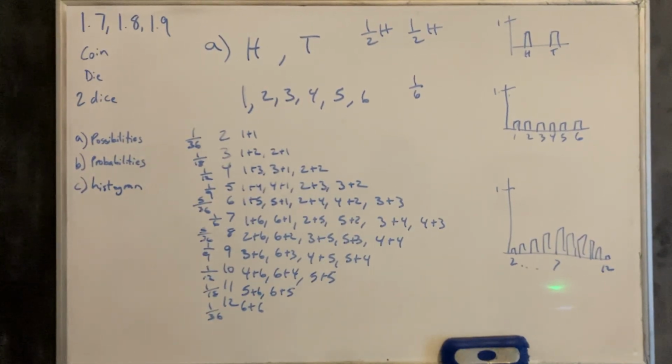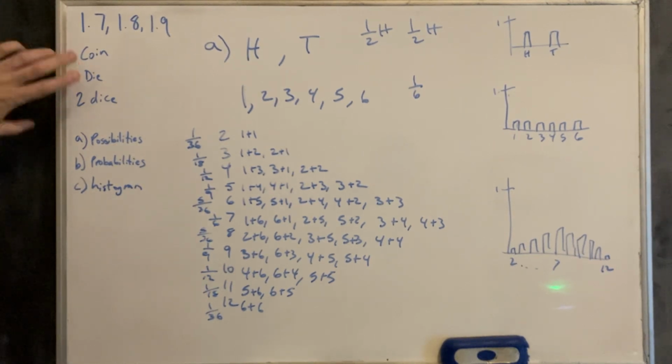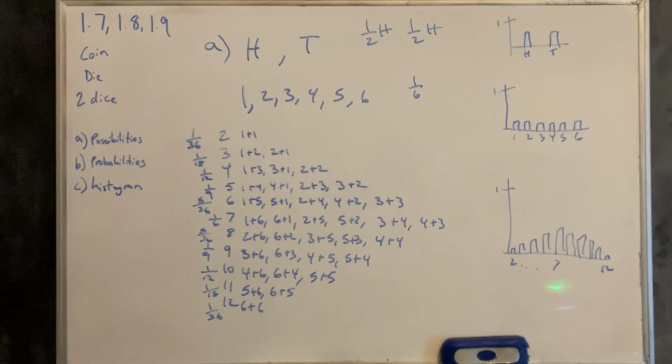Okay, so 1.7, 1.8, 1.9 are all pretty much the same, and they're all fairly simple. So I combine it all into one, and I also wrote everything out already because just writing all this stuff takes a long time for something that's very simple to explain. So what these questions are asking is, for each of these things, a coin, a single die, and then two dice, list the different possible results and the probabilities that you get each of the results, and then draw a histogram of that.